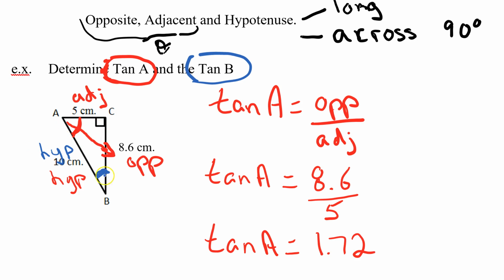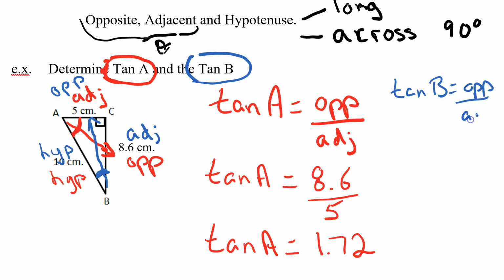But now my opposite, I start at angle B, go through the triangle. It's switched now. My opposite is now up here, and my adjacent is now on the side. So when I switch angles, my opposite and adjacent switch places. So I pull up my formula again. Tan of B is the opposite over the adjacent.